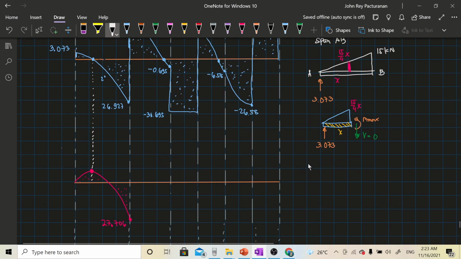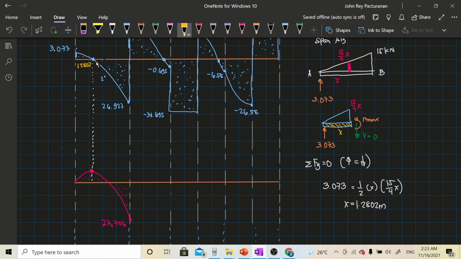So, here, ang gagawin natin, summation forces vertical equals 0. So, up equals down. So, therefore, ang gagawin ko, 3.073. Ang up is equal to 1 half ng x, tapos 15 over 4 ng x. So, ang sagot natin dito for the value of x is 1.2802 meter. So, ibig sabihin, I have the value na 1.2802 ito. So, I don't need the squared property, so on so forth. Ang kailangan ko lang is knowledge of the statics kasi diba, tingnan nyo, yung shear dyan, 0. I just place na yung shear ay 0.